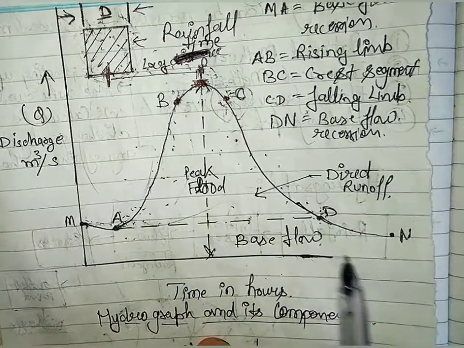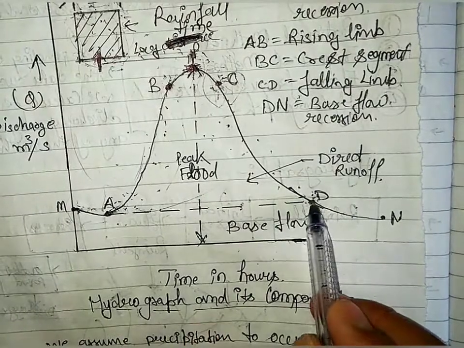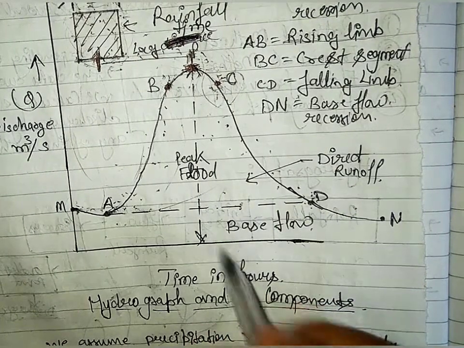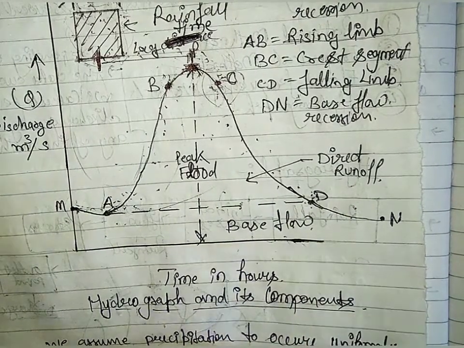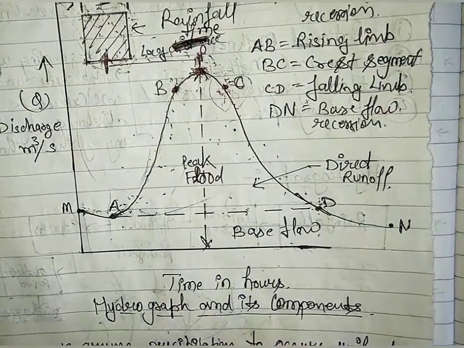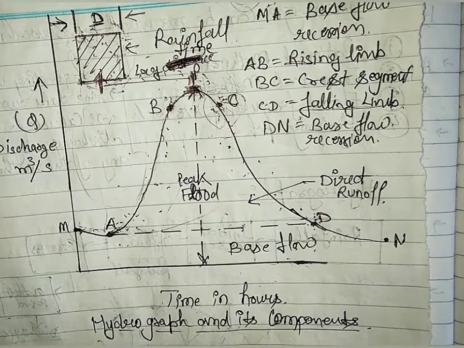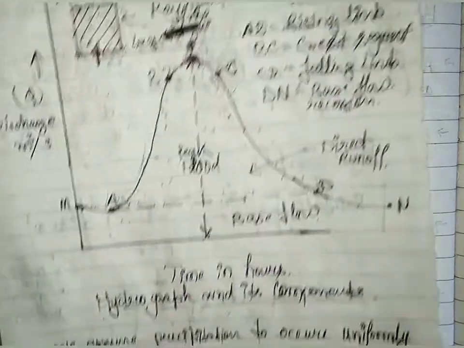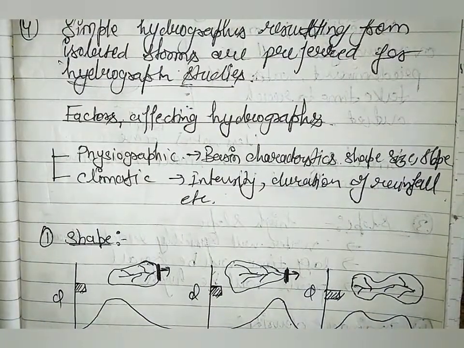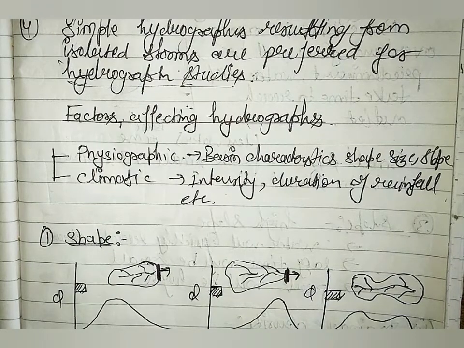Okay, so it finally reaches the point D, the base flow. So these are some of the important points regarding the components of your hydrograph. Let us take the factors that affect the hydrograph.